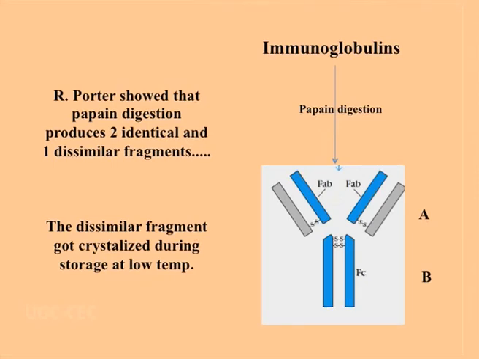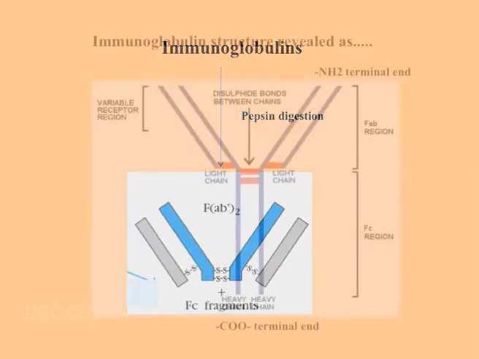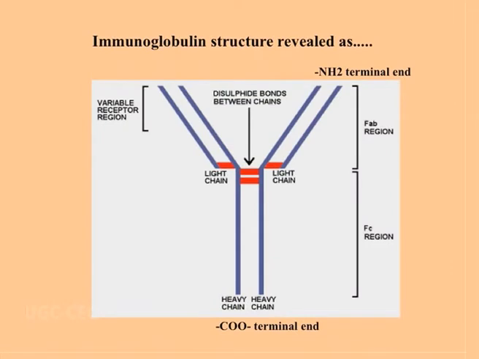And as they were working, they were storing all the fragments in a refrigerator. They found that fragment B got crystallized at cold storage. So they named it FC, C for crystallization. Another experiment showed that when immunoglobulins were digested with another protease, pepsin, a large fragment was obtained. And combining all this data, they thought that the immunoglobulin structure would be something like this.